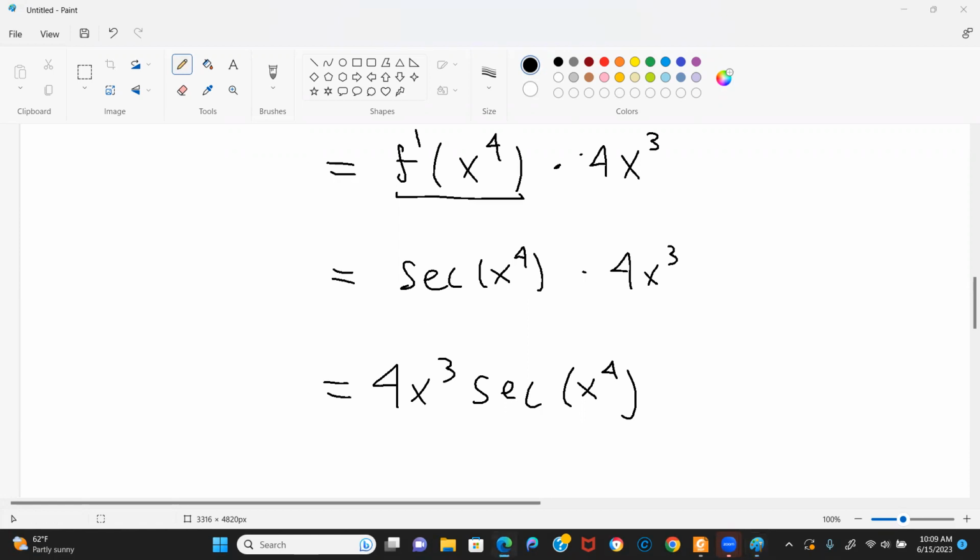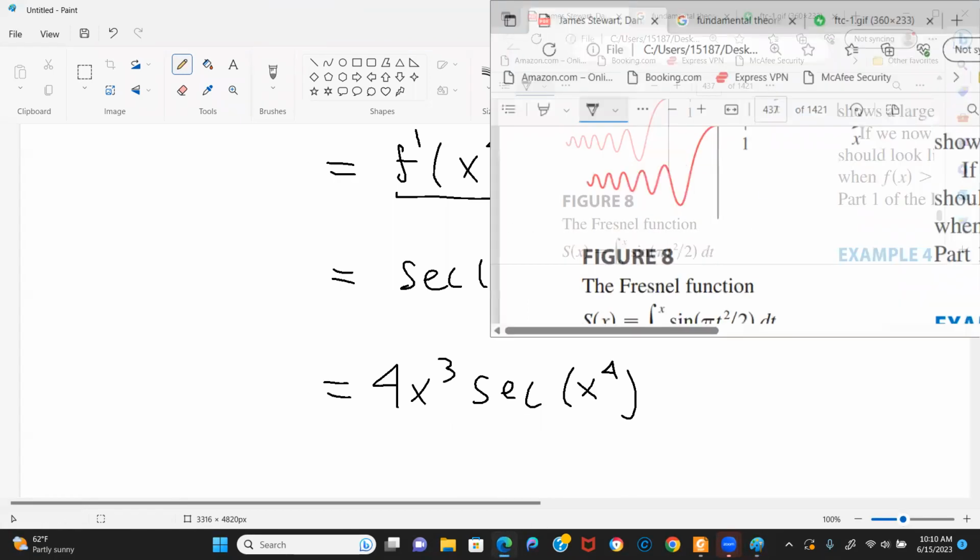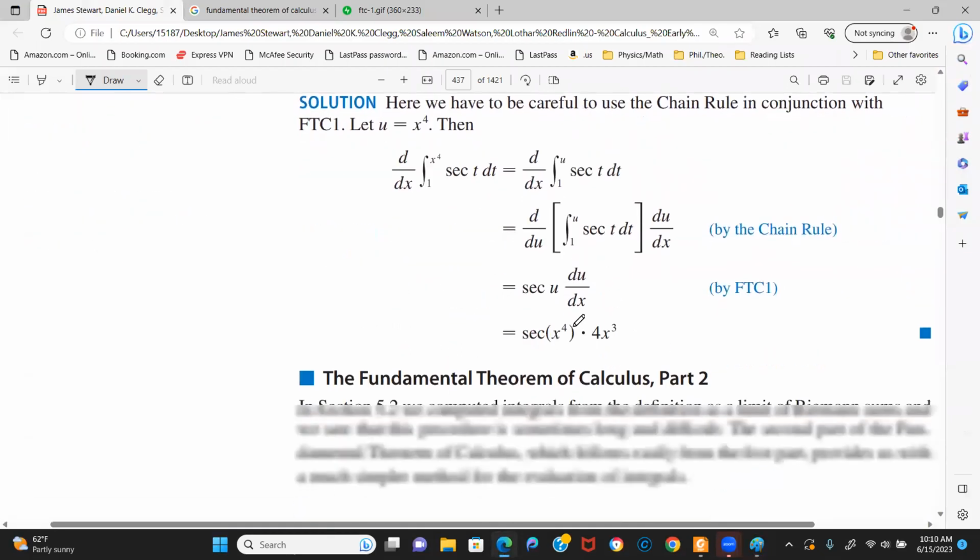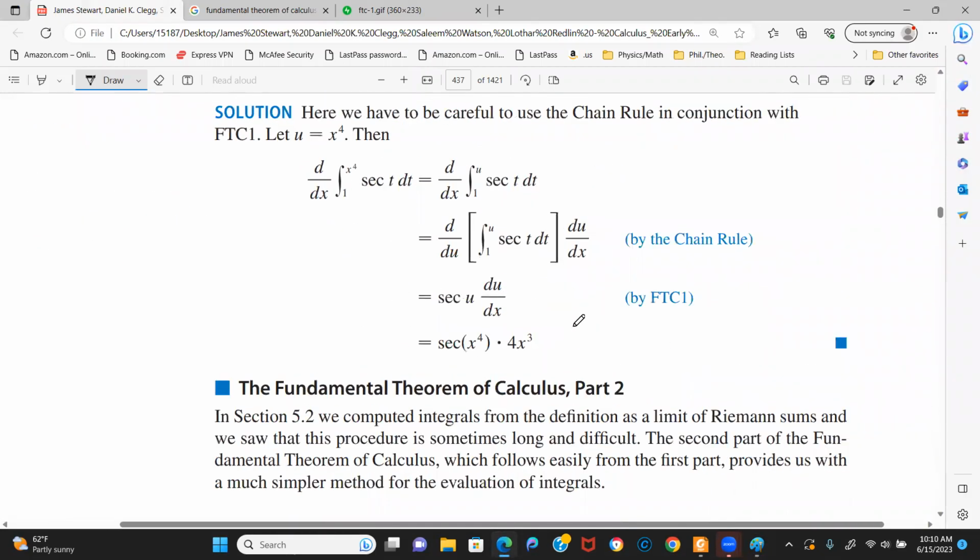All right, so now let's look at the second part of the fundamental theorem of calculus. And we'll prove that. This one is going to be easier. It's a little bit easier to prove.